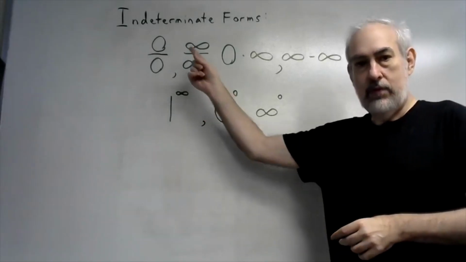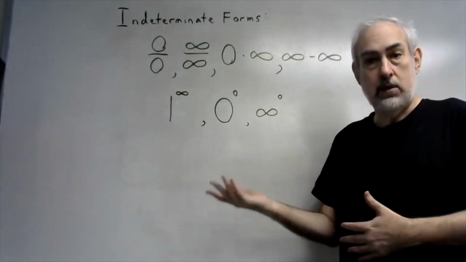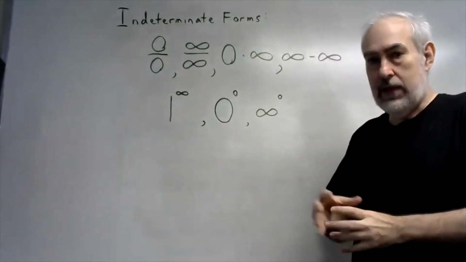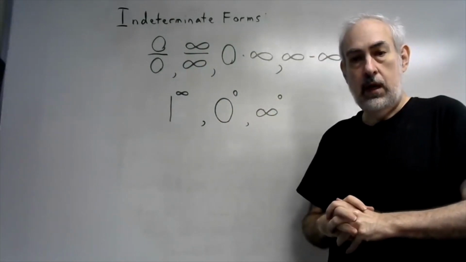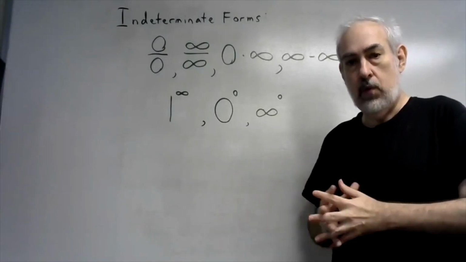Like a small number divided by a small number, it could wind up being small, it could wind up being large, it could wind up being 14. Could be anything. That same thing is basically going to apply to all 7 different indeterminate forms, where you immediately don't know what the answer is just based on the form.